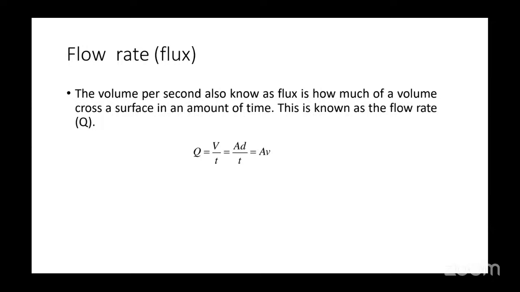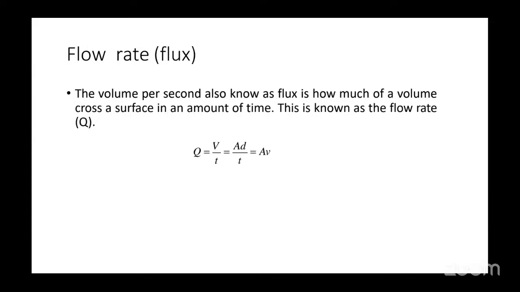So the symbol for flow rate is Q. And since it is volume per second, the formula for flow rate is Q equals V over T, V for volume, T for time. Now we can split our volume into area and distance. Volume is measured in meter cube, area in meter square, and distance in meter. So meter square times meter will give us meter cube.